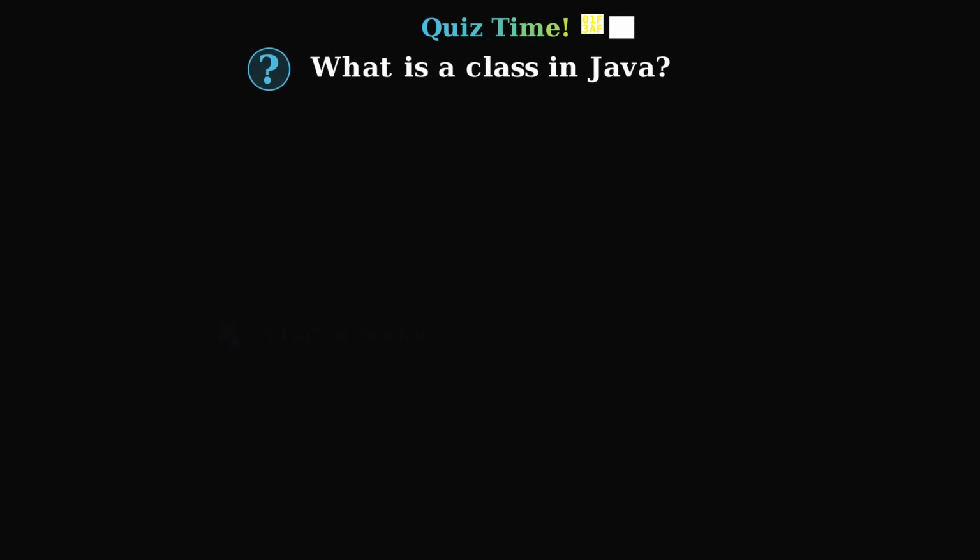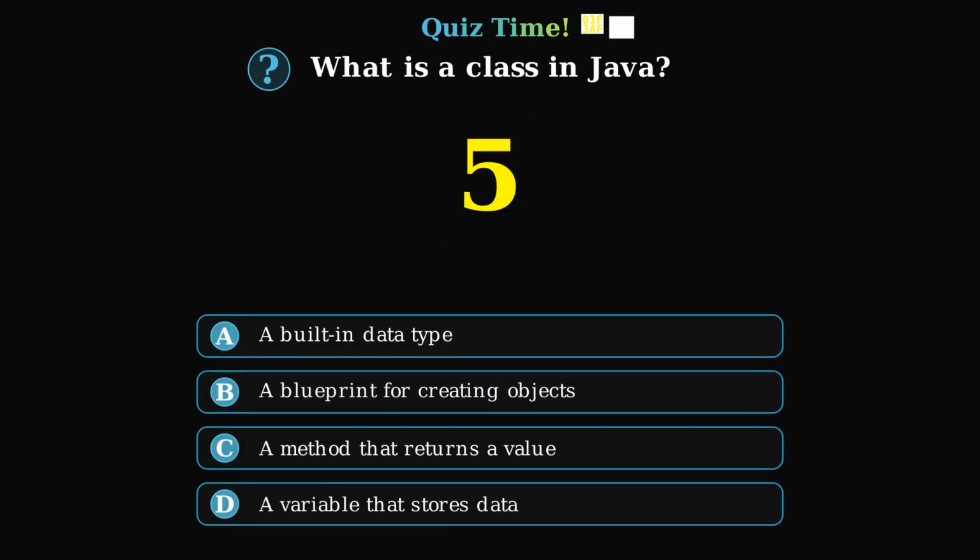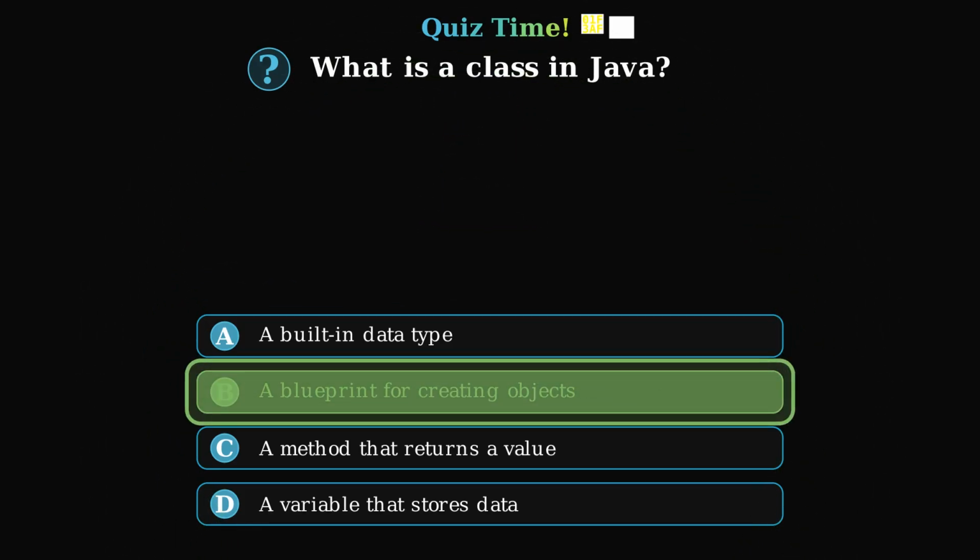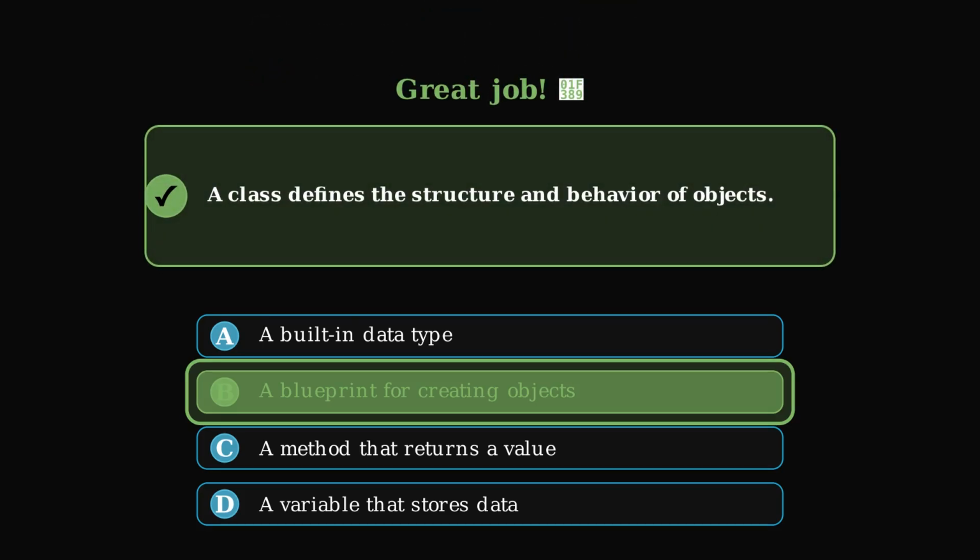Quiz time. Test your understanding. What is a class in Java? Which one is correct? The correct answer is: a class defines the structure and behavior of objects.